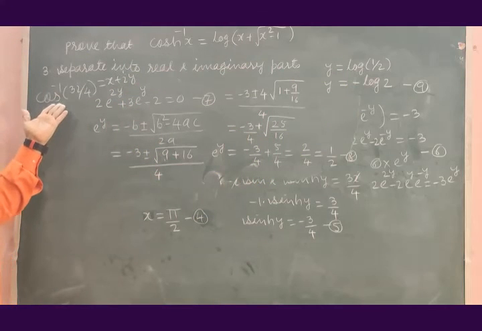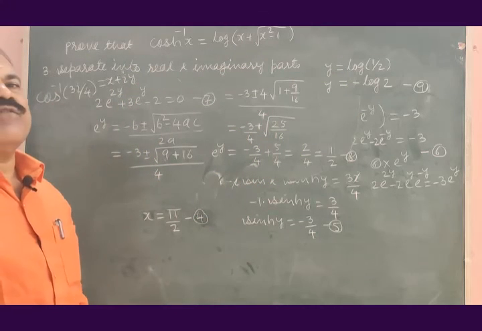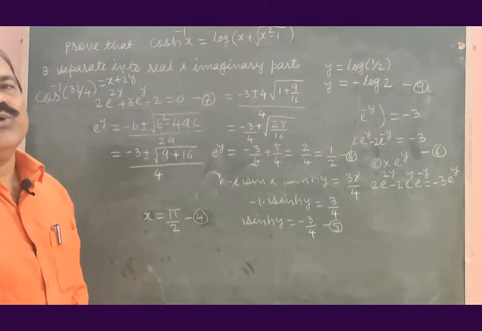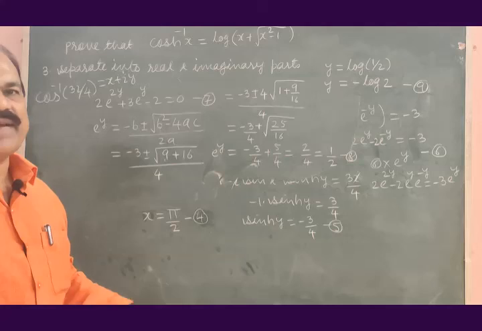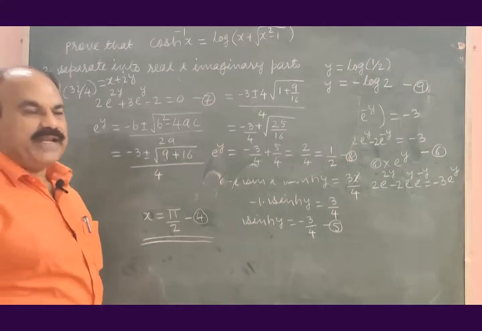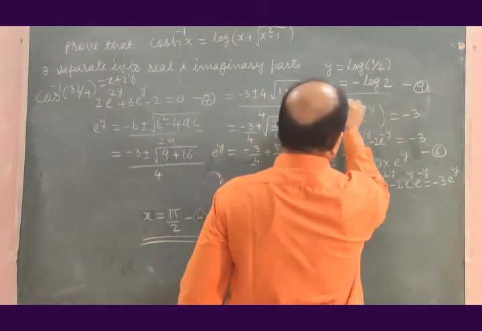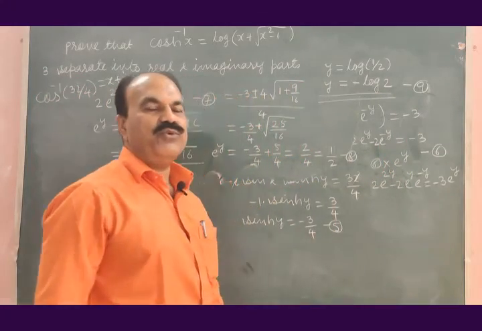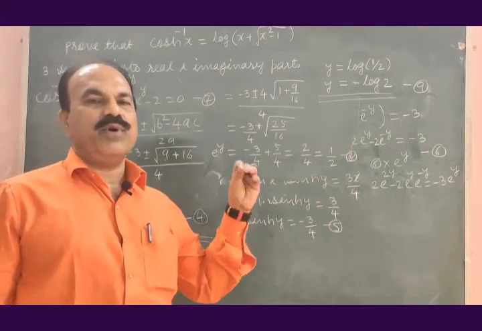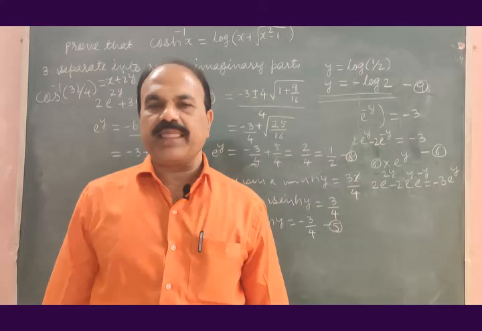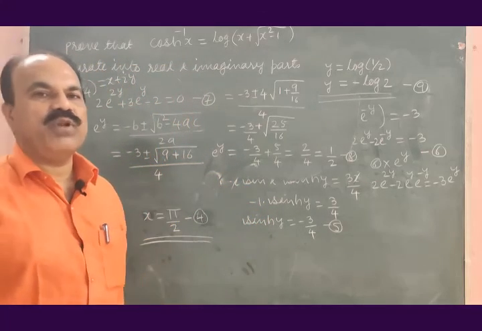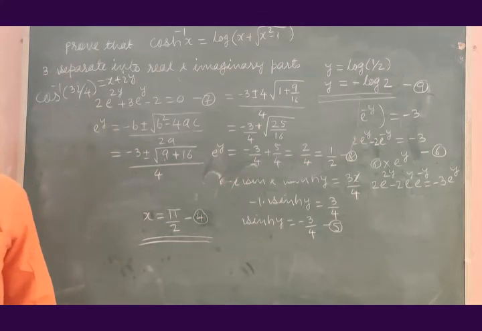So cos inverse of 3i by 4 is separated into real part and imaginary part. Real part is this, x is equal to pi by 2. Imaginary part is this, y is equal to minus log 2. This is about the inverse hyperbolic functions and a few problems on it. Hope you understood. Thank you.